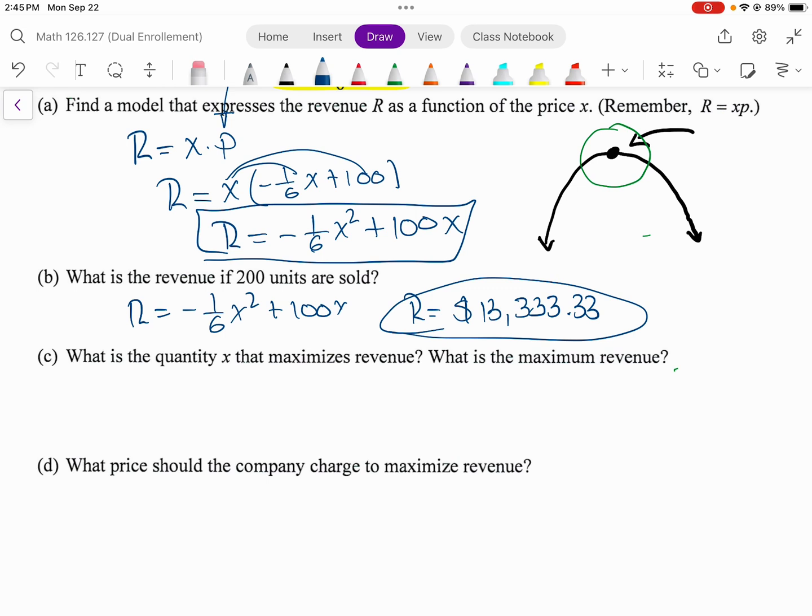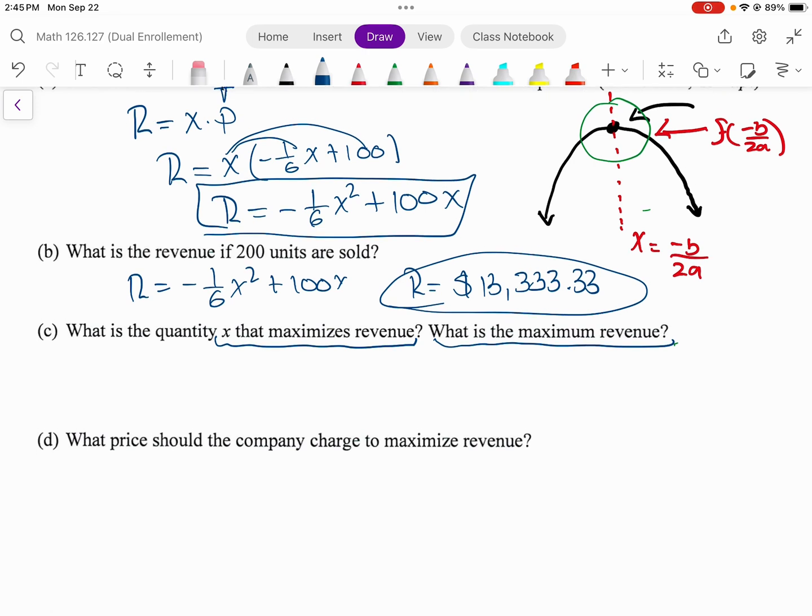So it's asking us for two things. What is the quantity X that maximizes the revenue, and what is the maximum revenue? So in terms of a quadratic, the quantity X that maximizes the revenue is asking for the location of the vertex, which in other words would be our AOS, or our axis of symmetry, given by -b/2a. And what is the maximum revenue is asking us for the y value. What is f of -b/2a?